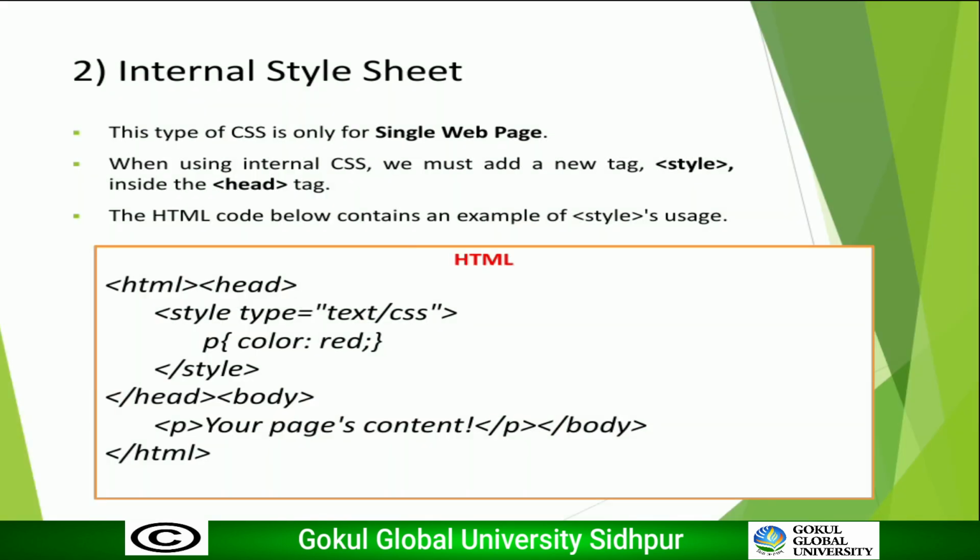Internal style sheet. This type of CSS is only for a single web page. When using internal CSS, we must add a new style tag inside the head. It is the best way to use CSS in the head section. The HTML code below contains an example of an internal style sheet. See the example. Here we create the internal style sheet in the head section of the HTML page. The style type is equal to text/css and has a p selector, color property and red value, which is applied to the p element used in the HTML page.